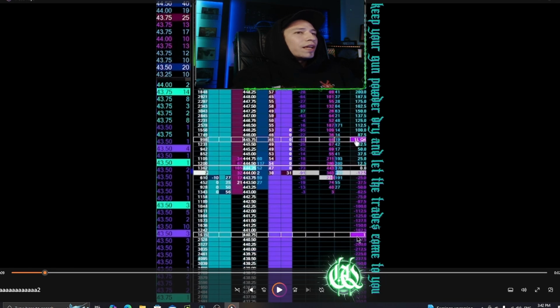I'm not willing to take this full stop out. If price starts reversing on me and sellers start taking out bids, if they start taking out the 43 and they start trying to take out the 42, I'm probably just going to scratch this trade. If I'm not seeing strength on the bid and I'm not seeing my trade play out the way that I want it to, I'm just going to scratch it.